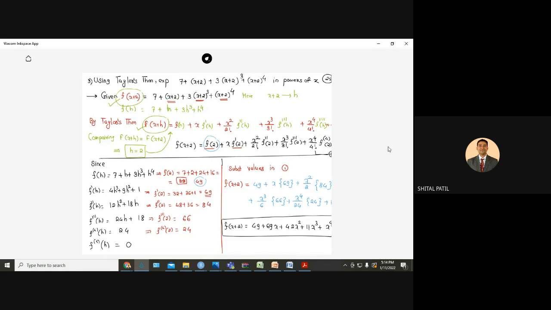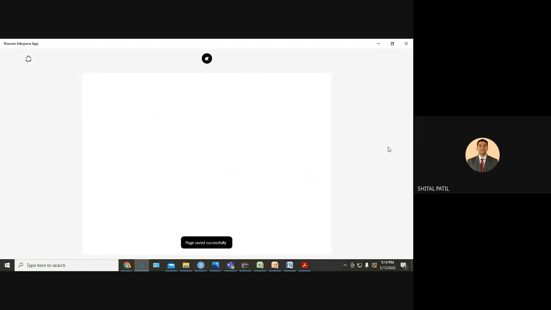Use Taylor's theorem to find the root of 25.15. So you might have understood applications of different terms. Okay, so first we have to define a function.